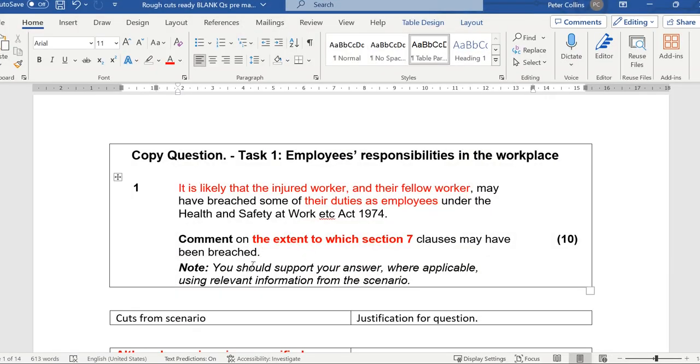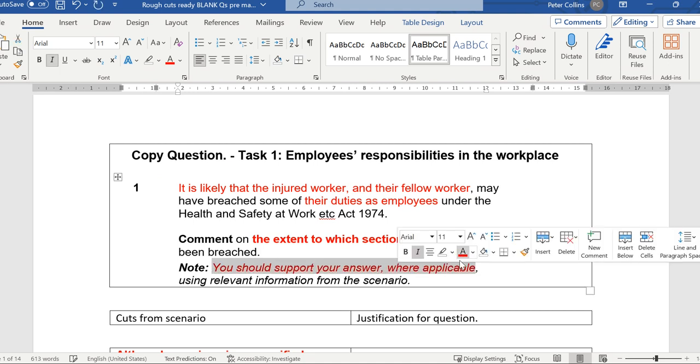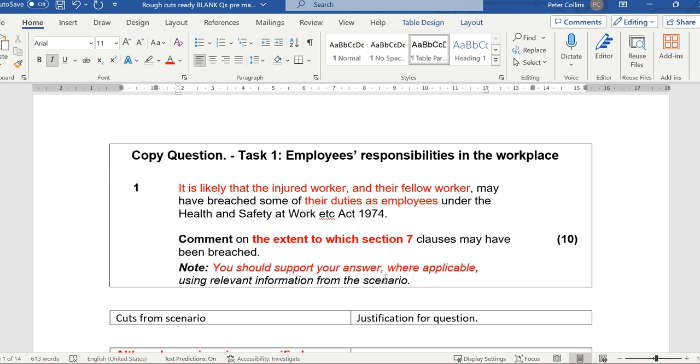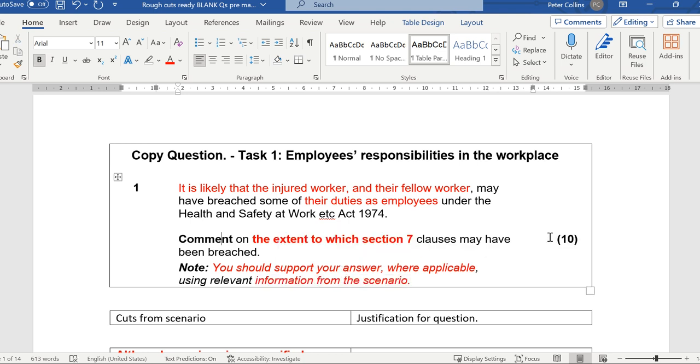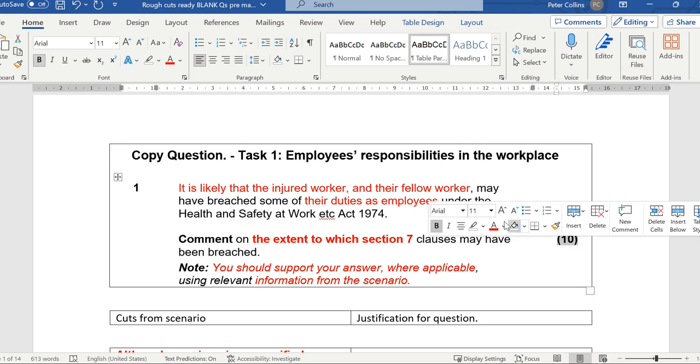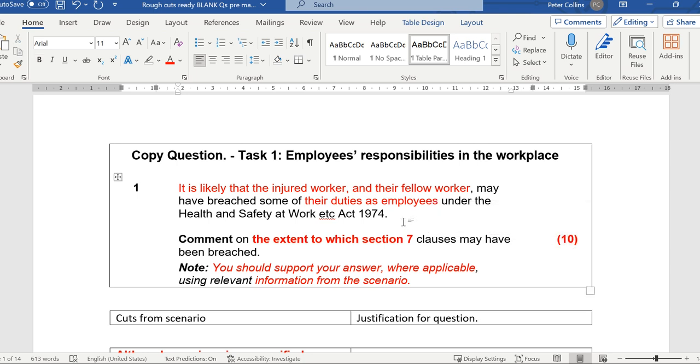Now, as it says here, you should support your answer where applicable. I tell my learners not to do that. They've got to try and pull points out from the scenario. That's where you're likely to score a lot of marks. Now, 10 points is what we're looking at. We're looking for 10 separate things from this scenario that we can use from the injured party and the fellow worker. These were the two people that were operating the compactor.